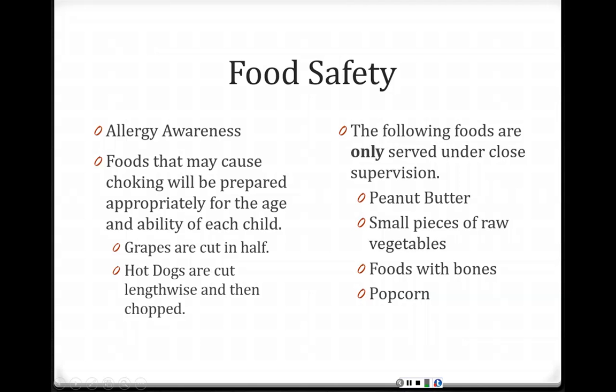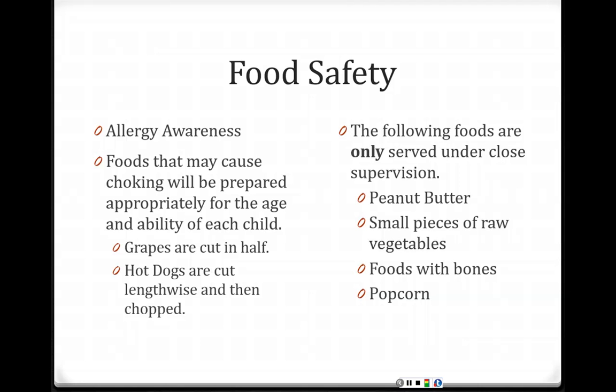Another food safety area that you need to concentrate on is that foods that may cause choking shall be prepared appropriately for the age and ability of each child. Grapes are always cut in half. Hot dogs are cut lengthwise and then chopped.